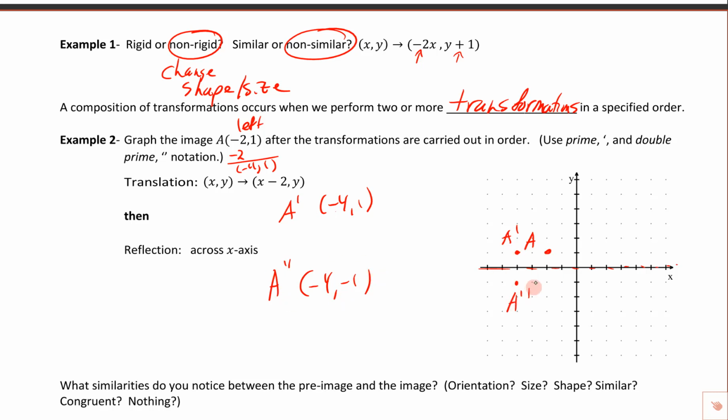But as long as you've graphed this, that's what we're after: graph the image of that point after these transformations are carried out. If you wanted to write these down, that would be fine. Notice what happened here is we moved this back 2 units, so that would put us at negative 4. We subtracted 2. And then when we reflect across the x-axis, the y coordinate is the one that changes, because we're still going back 4. It's just that instead of going up 1, we go down 1.